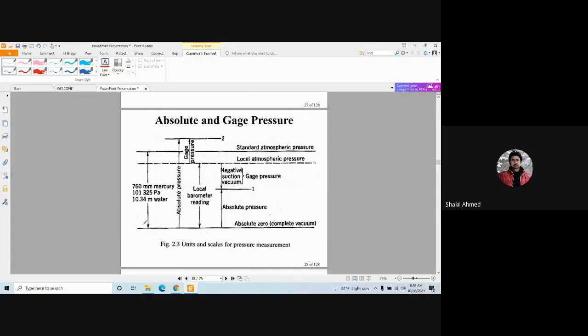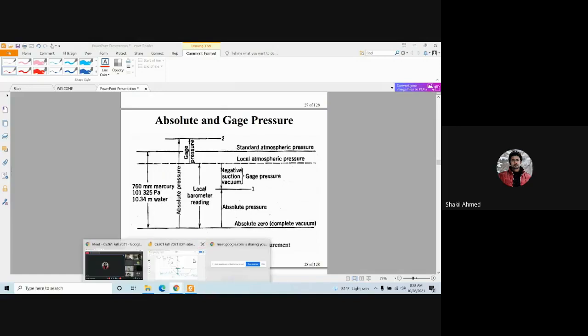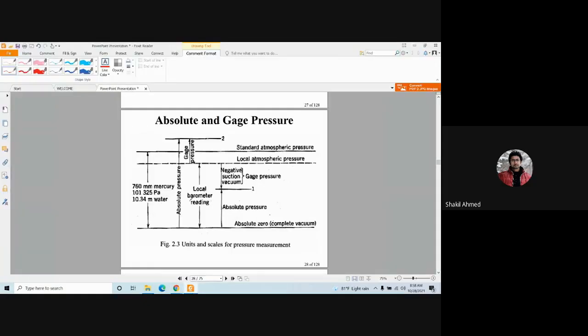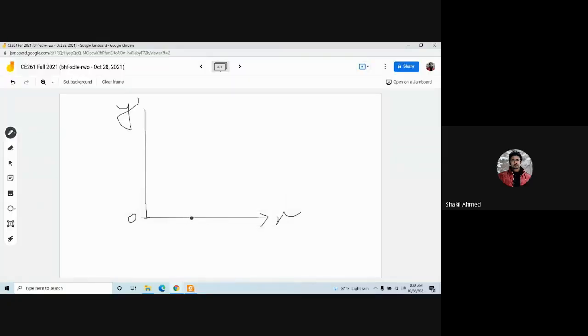Now, if you see the graph, let's say this is the XY graph. This is X and this is Y. When this is zero, when we measure the absolute pressure, we have to measure all the way starting from zero, right? So we have to measure the absolute pressure from absolute zero, absolute pressure P absolute, and this axis is absolute zero.